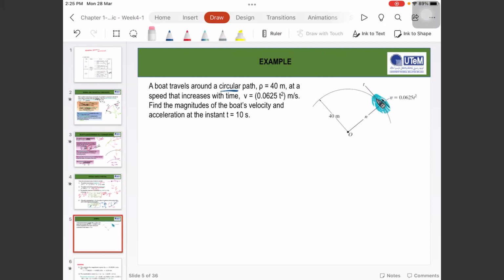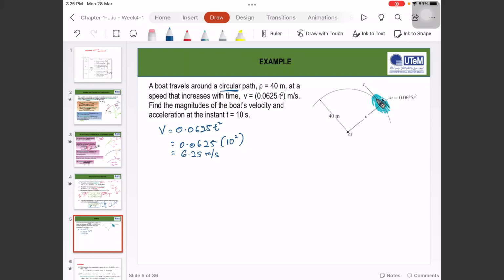Right. So what is velocity? Velocity you only have one, that is tangent velocity. No normal velocity. So you have V is 0.0625 t squared. So asked what is velocity at t 10 seconds, just substitute. 0.0625 times 10 squared. So you get the answer 6.25 meter per second. Okay, so that is your velocity.